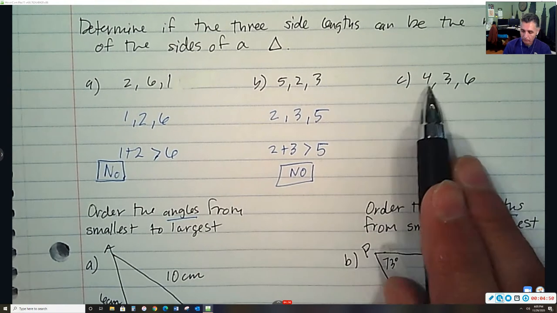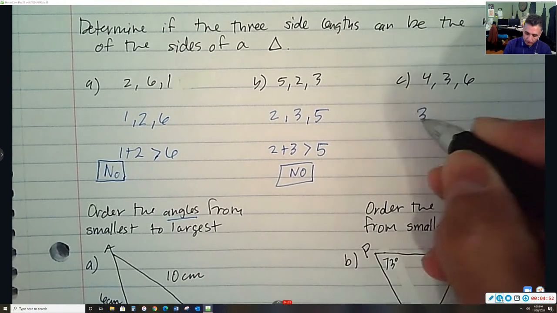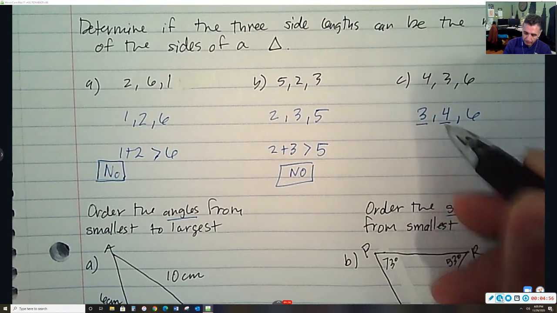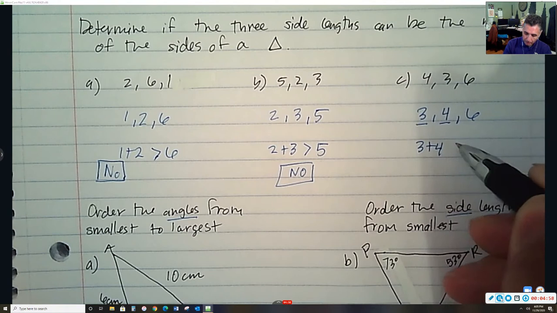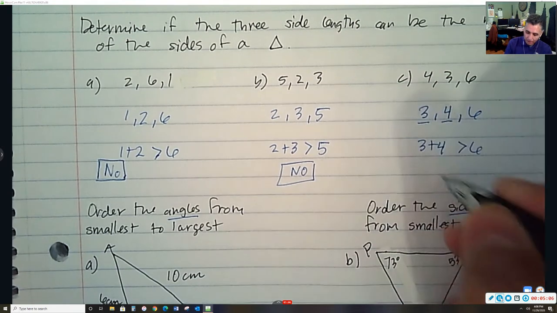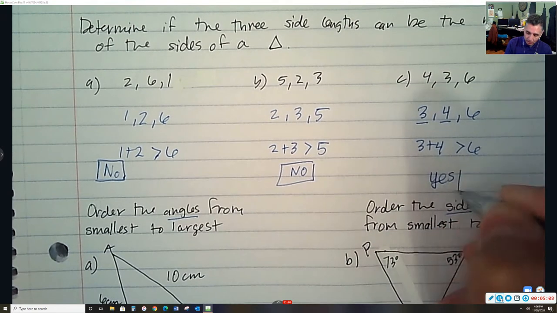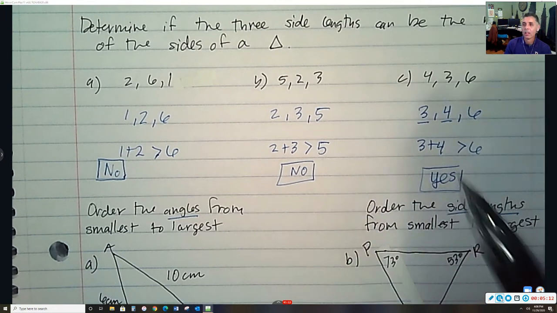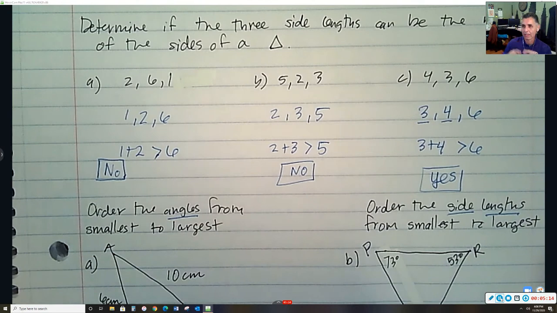Again, just grab the three measures, put them in order from least to greatest, and then take the two smaller ones and compare it to the bigger one. Is 3 plus 4 bigger than 6? Yes, 3 plus 4 is bigger than 6. So those measures, imagine it was like 3 inches, 4 inches, and 6 inches. Those measurements could be the side lengths of a triangle. Okay.